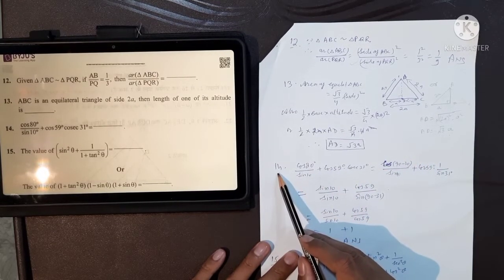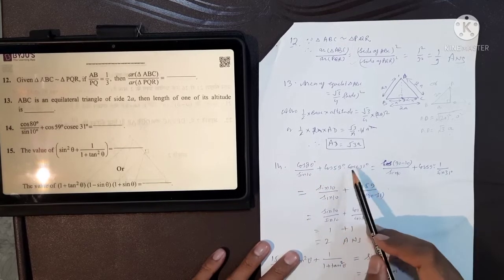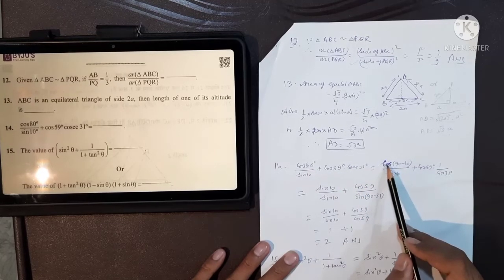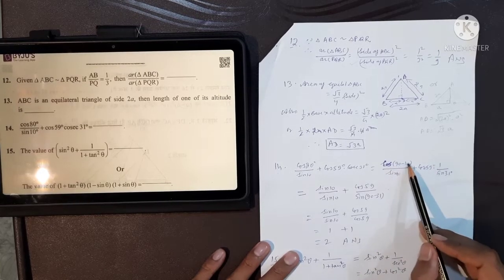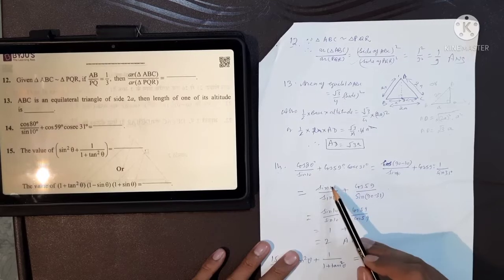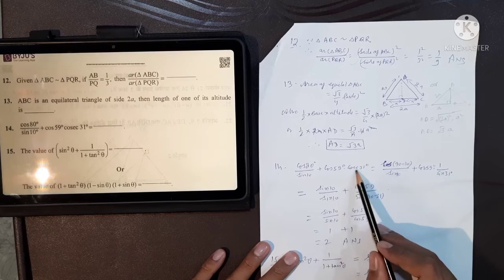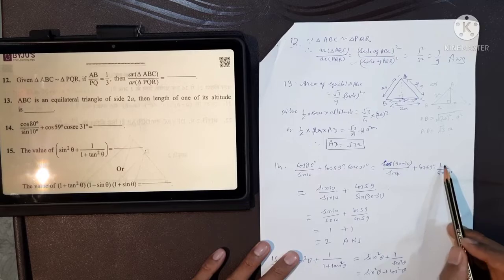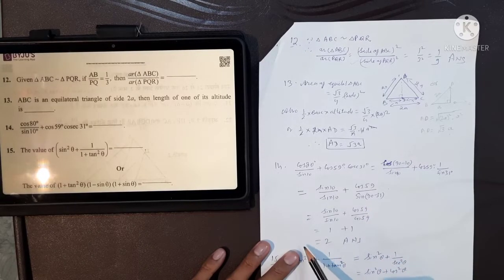For question number 14, cos 80 upon sin 10 plus cos 59 into cosec 31 upon sec 59. We convert cos 80, we can write cos 80 as cos 90 minus 10, and we know that cos 90 minus theta is sin theta. So we have sin 10 upon sin 10, and similarly for cosec 31 we can write it as inverse of sin 31 and then convert it to cos. So we have sin 10 upon sin 10 and cos 59 upon cos 59, which give us 2 as the answer.